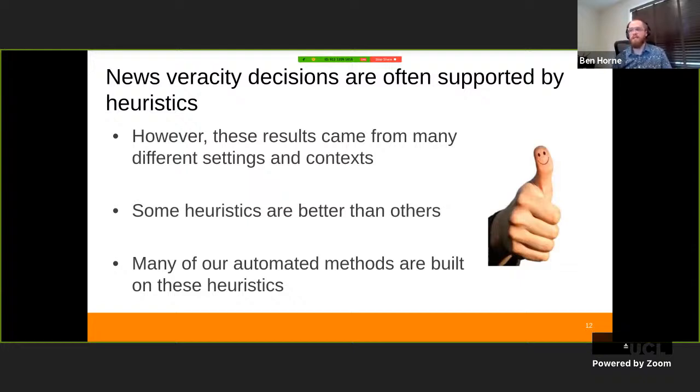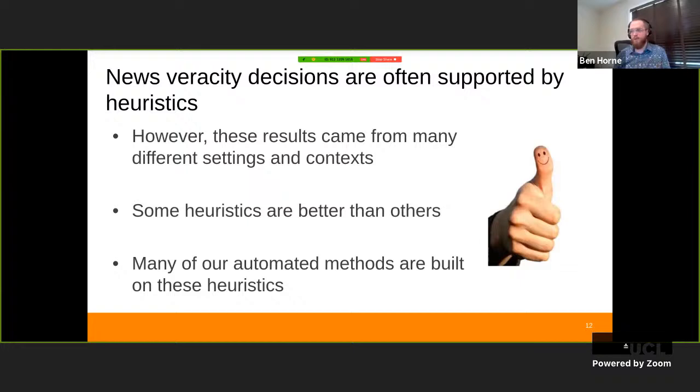We also know that some heuristics are better than others, right? So it's much better for me to rely on the source being reliable rather than relying on my prior beliefs. And so substituting these higher level questions for the question of, is this true or false, has very mixed results across different contexts. And in fact, many of our automated tools are actually built on these heuristics, but we don't phrase them like that, right? All of our features are ultimately shortcuts to approximate how reliable the information is.